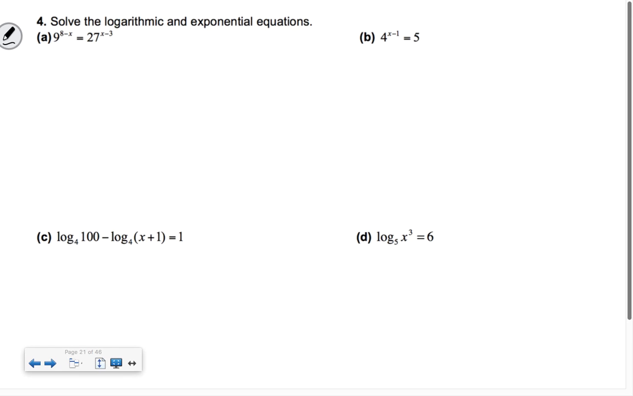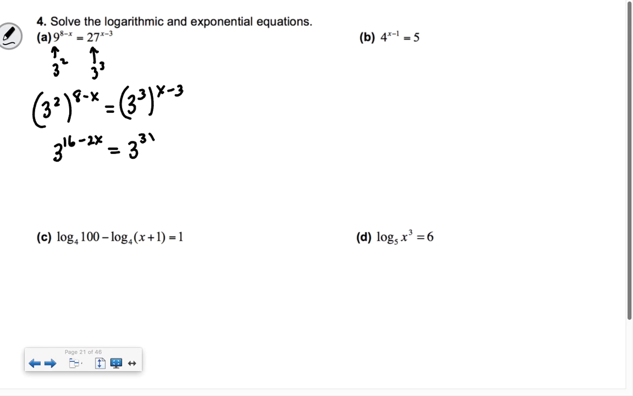So if you have something like 9 and 27 as your bases, I wouldn't go the route where I take the log of both sides. Okay, I would try to get them to be the same base. So I would rewrite 9 as 3 squared, and I'd rewrite 27 as 3 cubed. So we have 3 squared raised to the 8 minus x equals 3 cubed to the x minus 3. So we're going to have 3 to the 16 minus 2x equals 3 to the 3x minus 9.